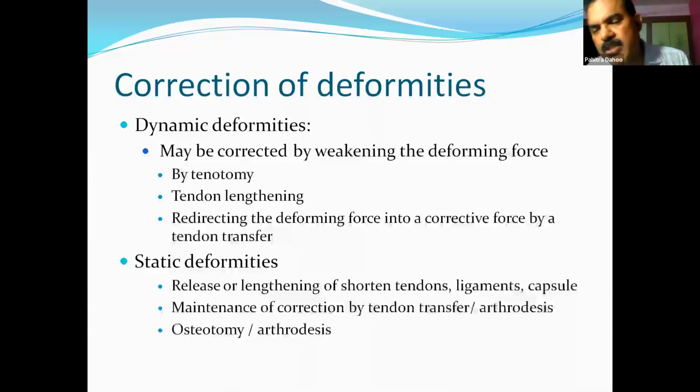Nowadays, in our institute, we are doing wedge casting. By doing multiple wedge casting, you can correct some amount of fixed deformities, so long as the bony deformity is not there. If the deformity is confined to the capsules, ligaments, and to some extent the muscles, that can be corrected by conservative means, by doing serial wedge casting. Or else release or lengthening of the tendons, ligaments, capsules, with maintenance of correction by tendon transfer or arthrodesis. If the bony deformity is established, you have to go for osteotomy or arthrodesis.